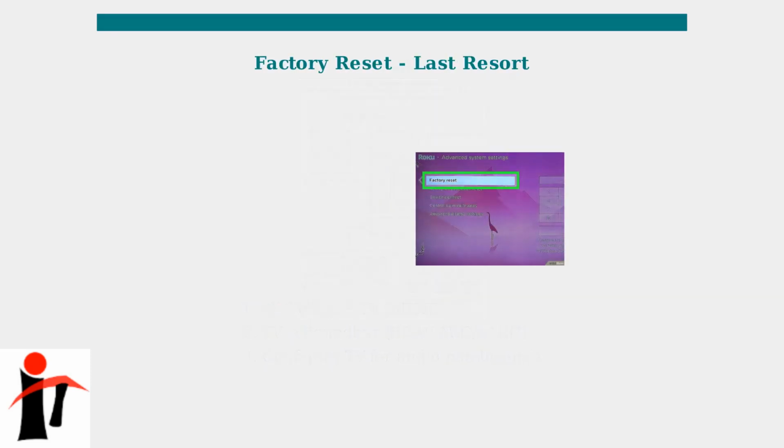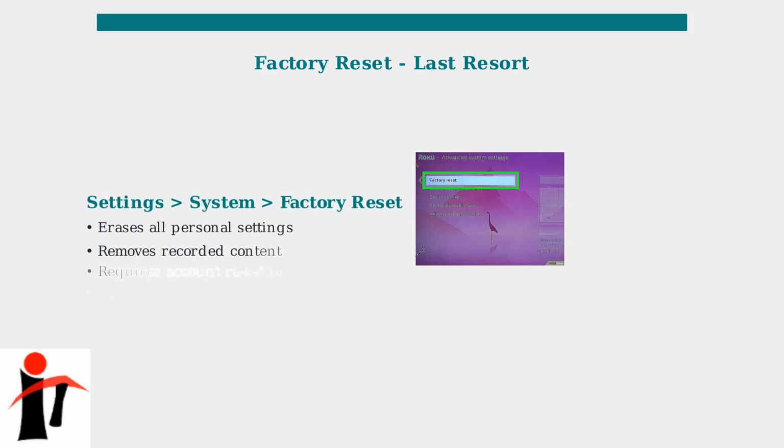When all other troubleshooting methods fail, a factory reset may be necessary. This should be considered a last resort as it will erase all your personalized settings and recorded content. Navigate to Settings, then System, and select Factory Reset. You'll need to confirm this action, and the process will take several minutes to complete. Ensure you have your account credentials ready for reconfiguration.